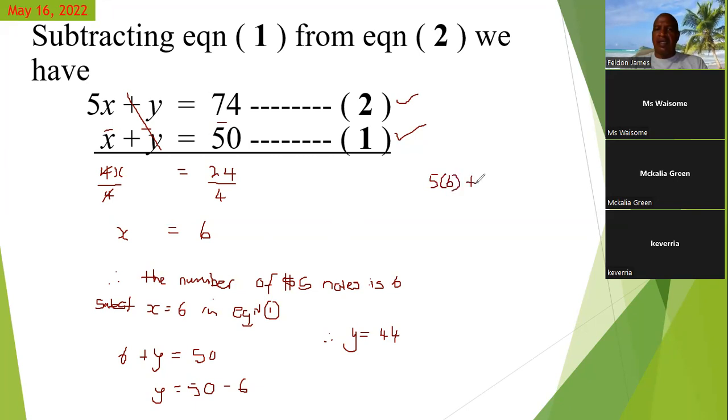And then now we know that we have y equal to 44. So we would have 1 times 44. And then if we do the calculation, we will get 30 plus 44. And then that will give us 74. All right, so that's how you can check to verify if your answers are correct.